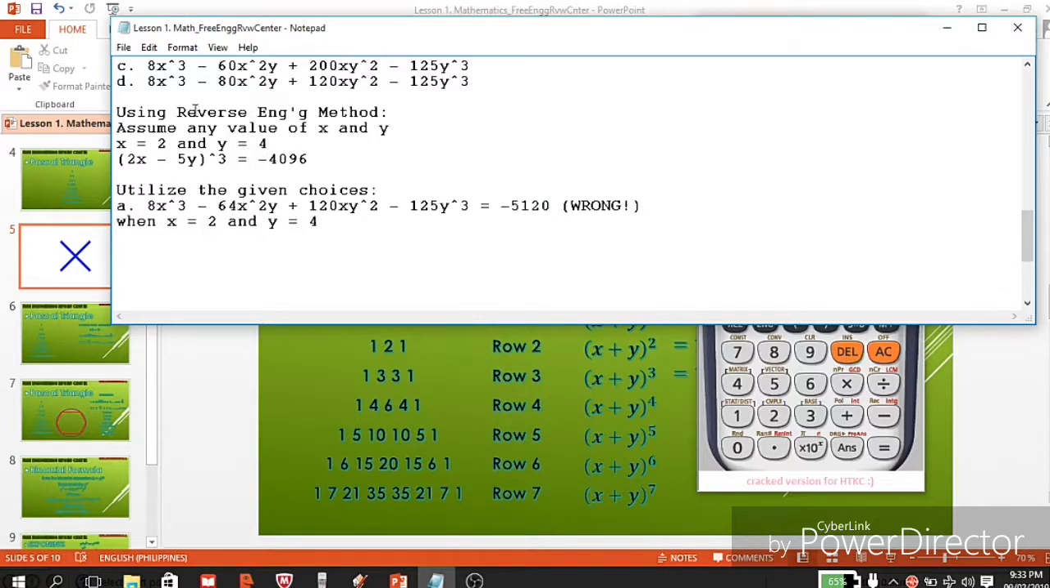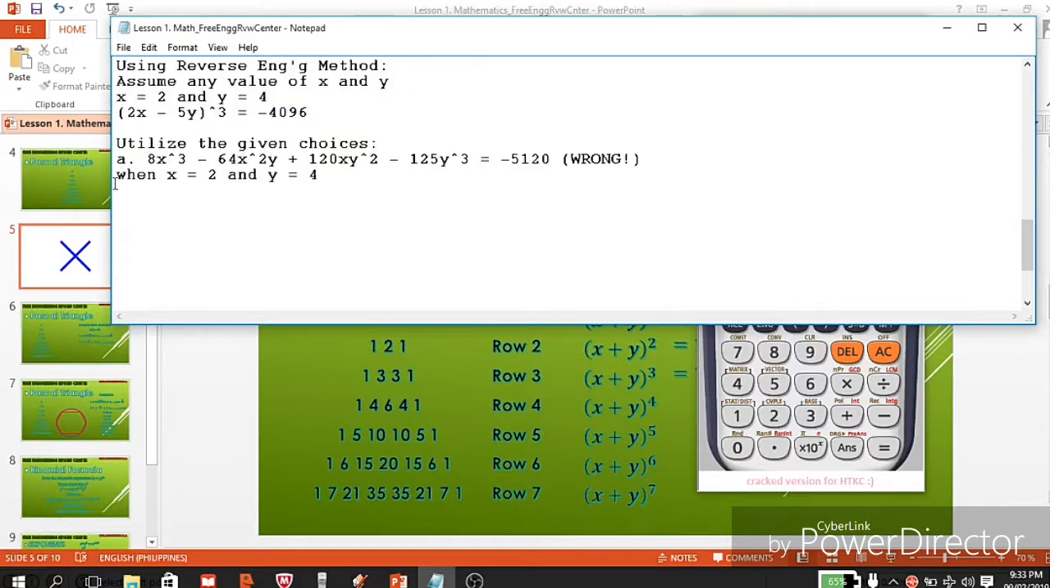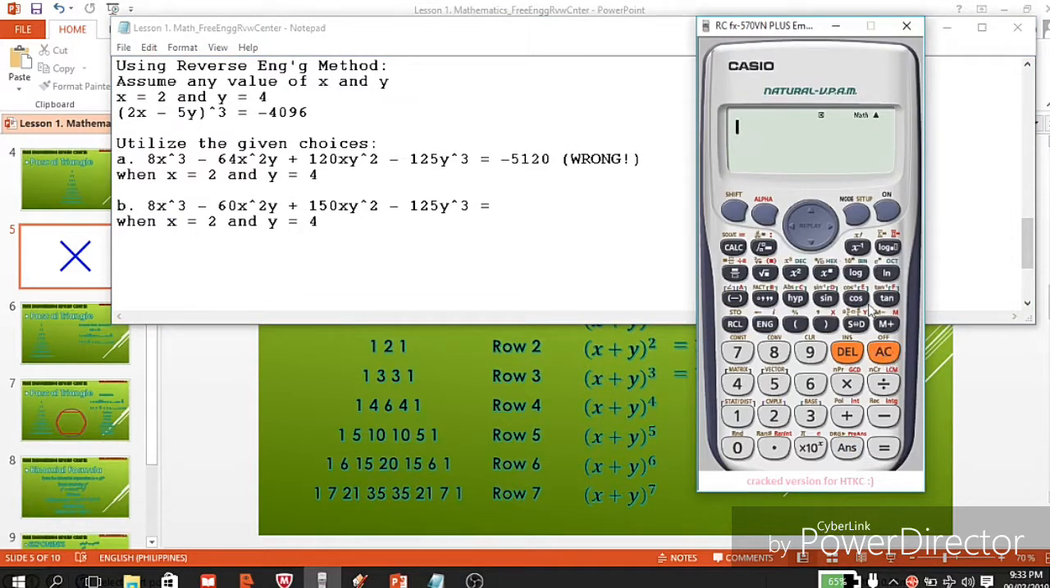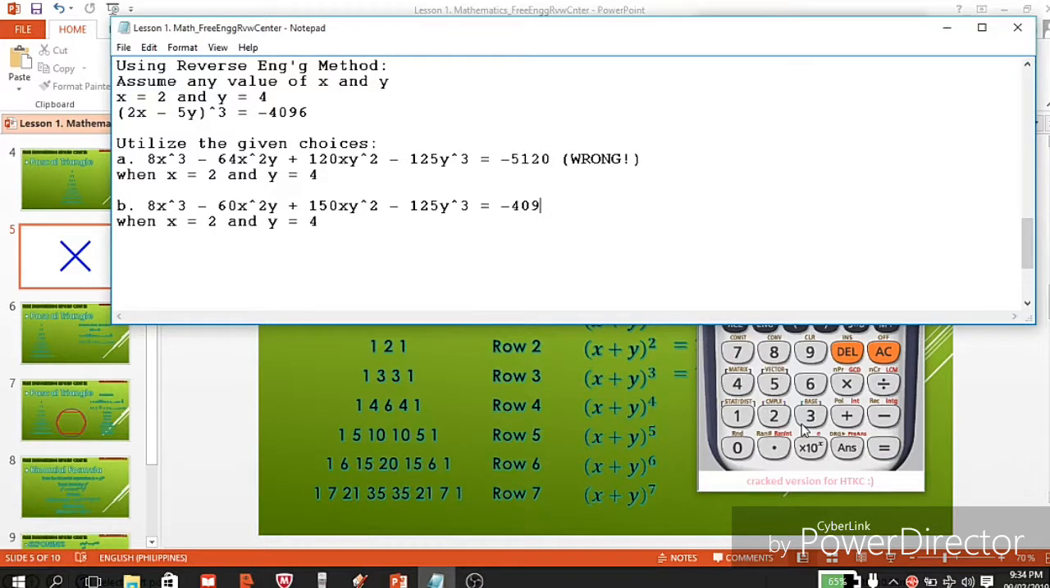So now let's try to check letter B in this instance. When x equals 2 and y equals 4, what could be the value? I'm just going to modify the terms. We have 150 and we get here 60. That's it. Then press calculate. We have the value of 2 and the value of 4. That is negative 4,096. So this value corresponds to the given value of the problem. Since they are equal, this could be the right answer. Probably it could be the right answer.